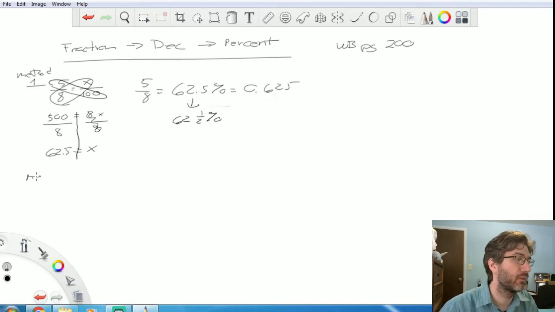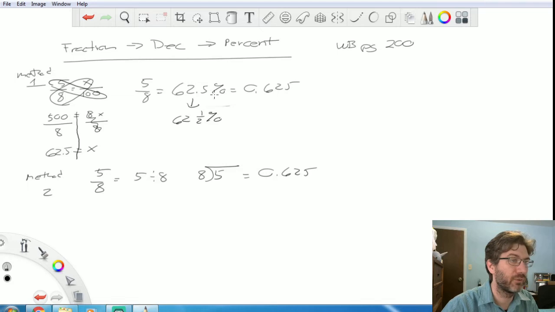So method 2 is going from 5/8 to the decimal first. And you can take this as a decimal because this is the same thing as 5 divided by 8. And if you carried that out, you would get your decimal, which was 0.625. And then you can turn your decimal into a percent by moving this twice this way. So you could do the division first.